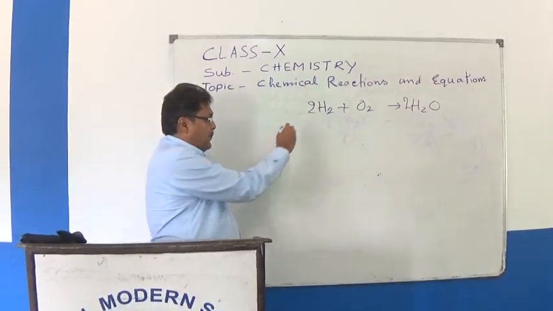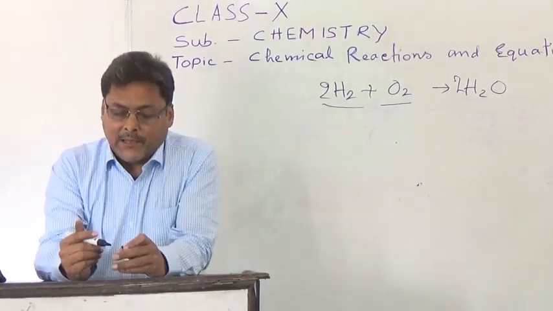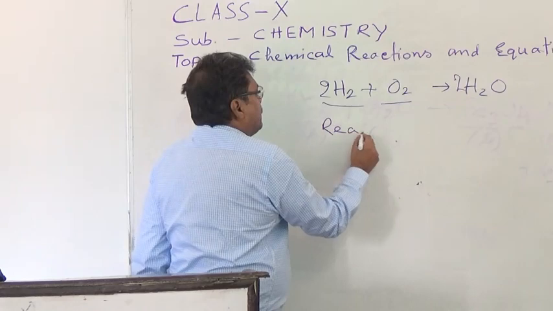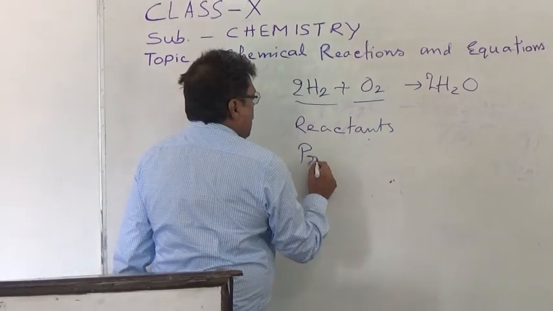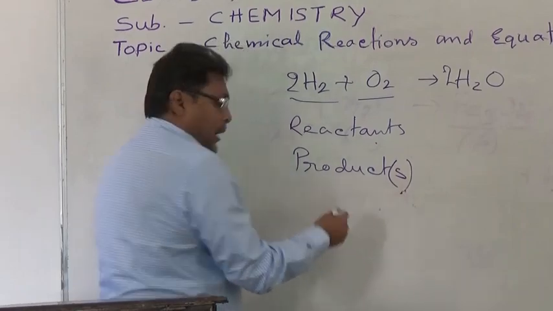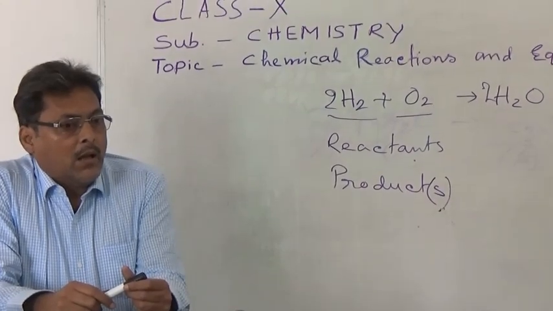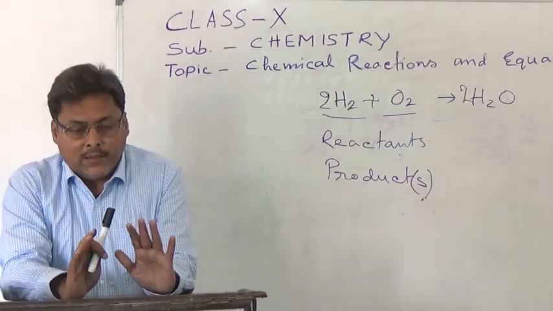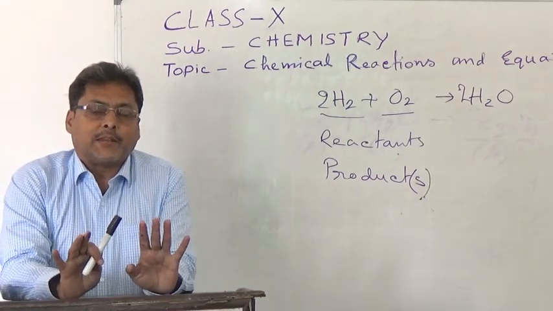Now, the substances which take part originally, we have to learn two words: reactants and product. Product or products, no problem. There can be more than one product, we will say. And there can be one reactant also, sometimes in decomposition reaction, we will see later on. Let us go step by step.